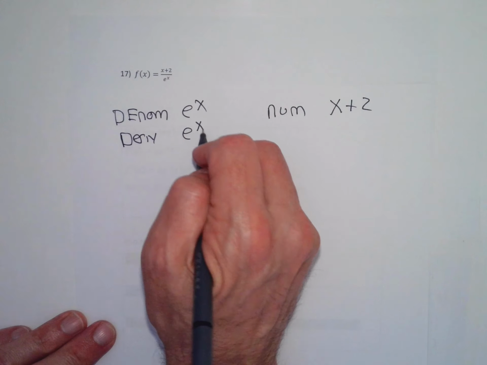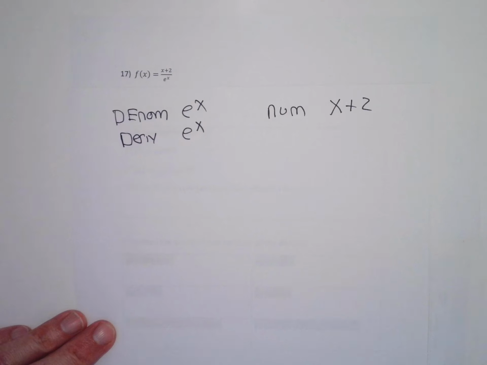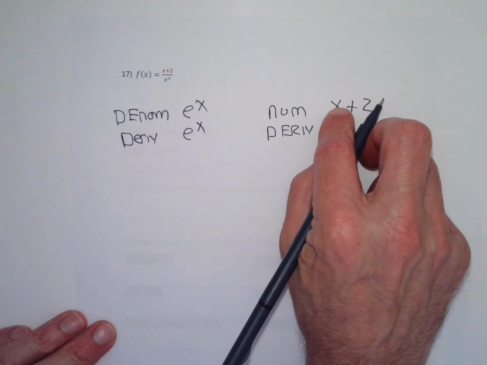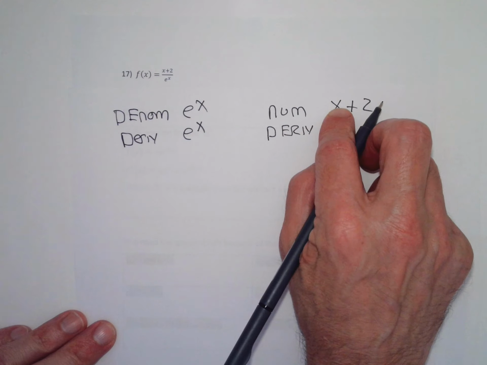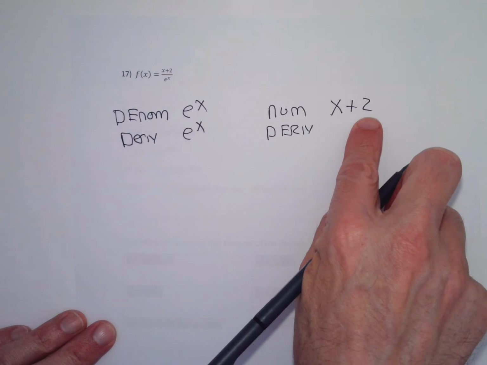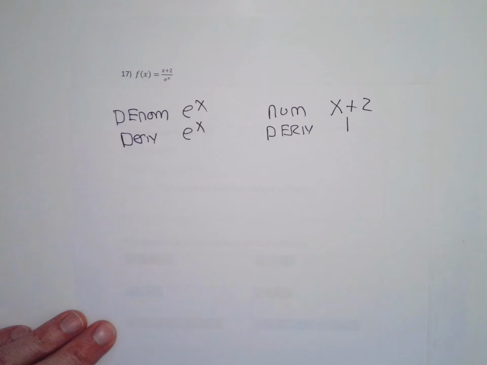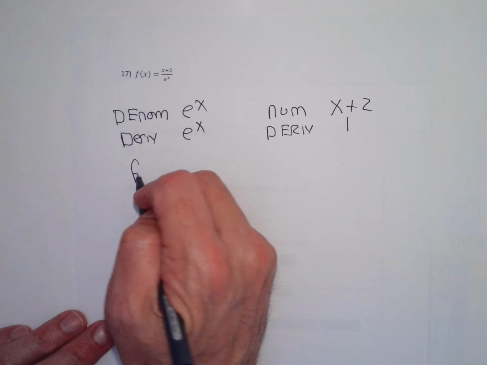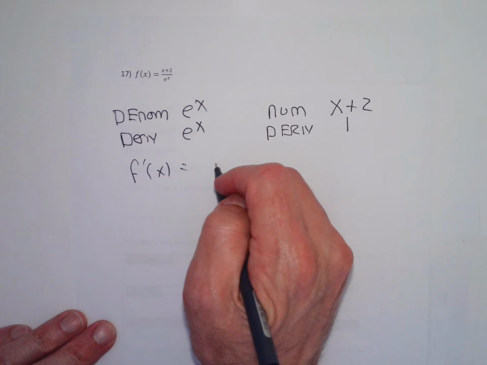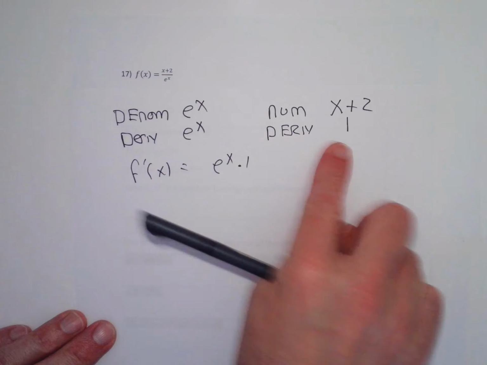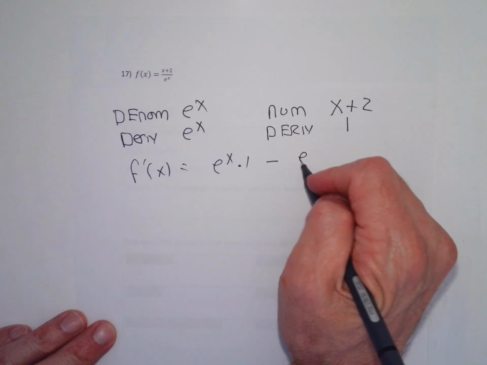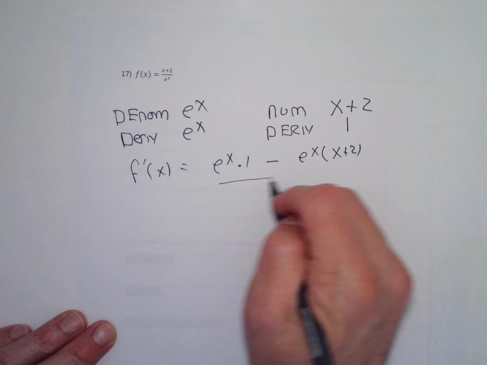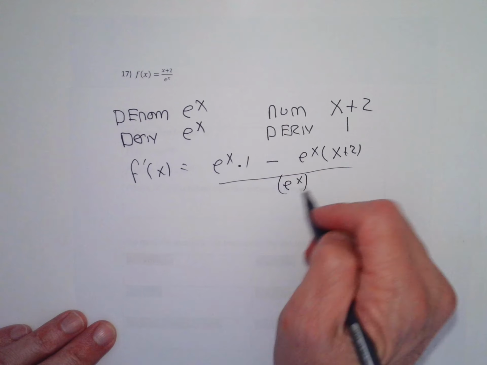E to the x is its own derivative. We could do it off to the side, but it'll just save a second here. The numerator, the derivative of x is 1 because its derivative is its coefficient because it's a first power term. The derivative of 2 is 0, so the derivative of the numerator is just 1. Cross multiply, put a minus between. So the derivative is e to the x times 1 going down minus e to the x times x plus 2 going up over the denominator squared.